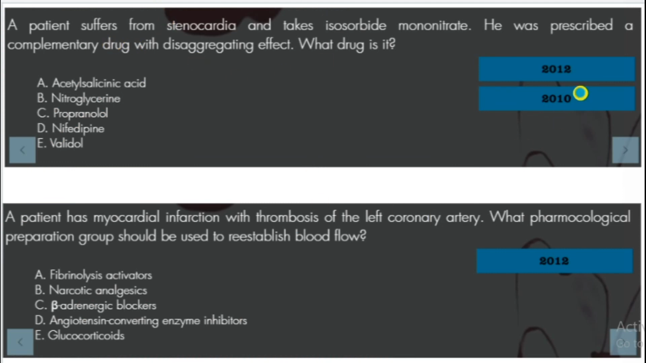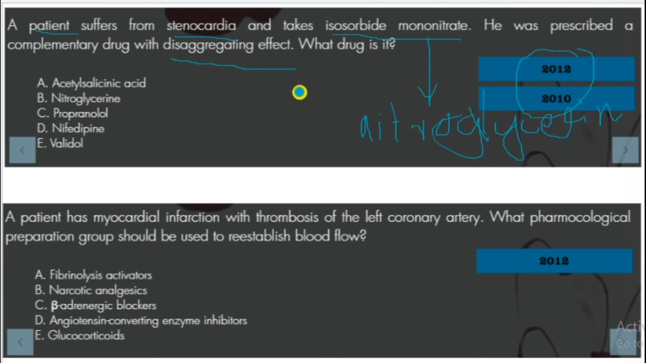So we are discussing some questions from 2012 and 2010. A patient suffers from stenocardia and takes isosorbide mononitrate. It is a nitroglycerin. It can dilate the blood vessel. He was prescribed a complementary drug with disaggregating effect. Validol is a nitroglycerin. It is an organic nitrate drug.